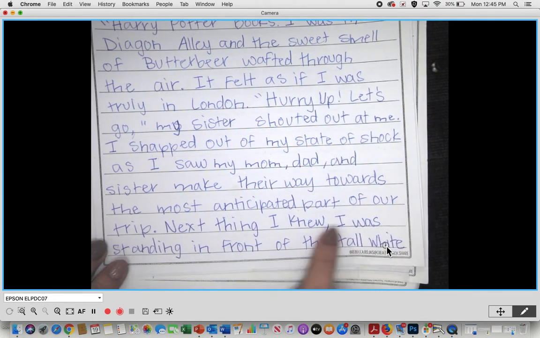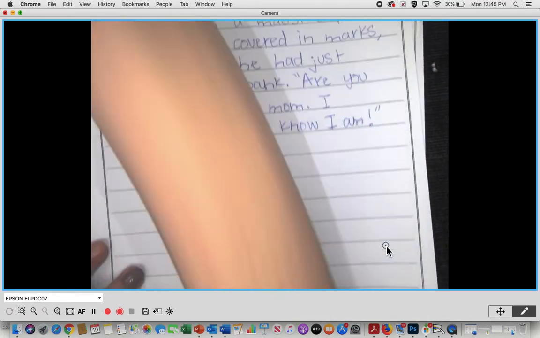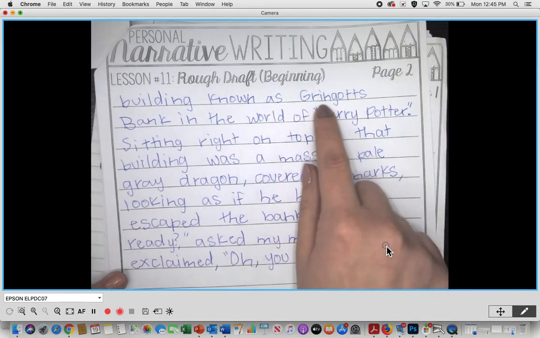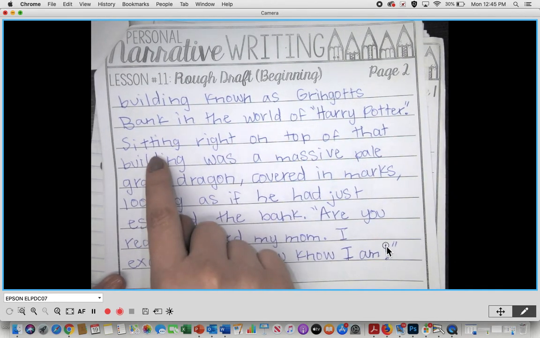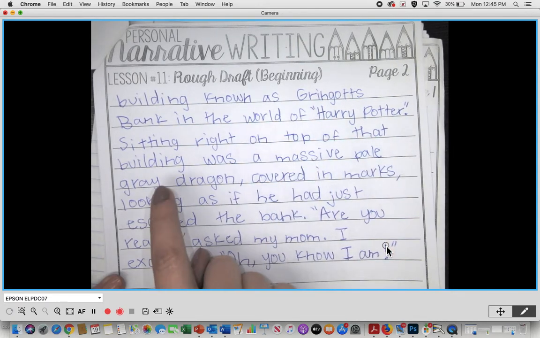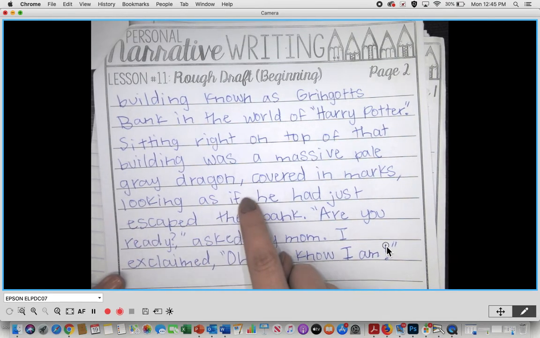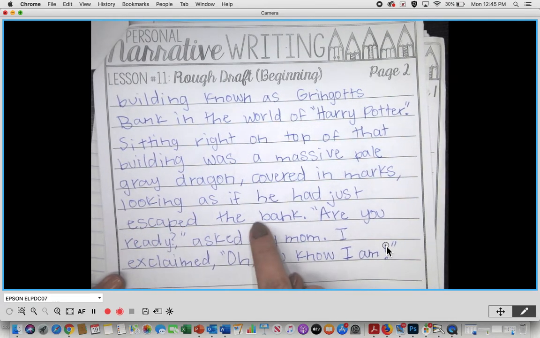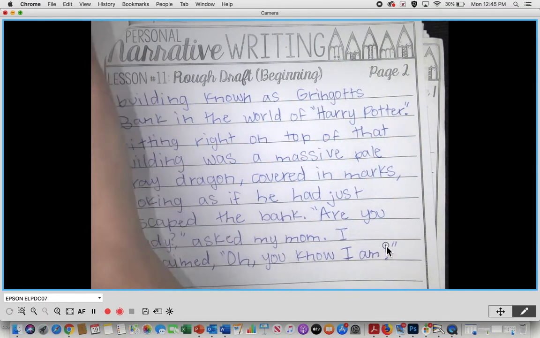Next thing I knew, I was standing in front of the tall, white building known as Gringotts Bank in the world of Harry Potter. Sitting right on top of that building was a massive, pale, gray dragon covered in marks, looking as if he had just escaped the bank. "Are you ready?" asked my mom. I exclaimed, "Oh, you know I am."